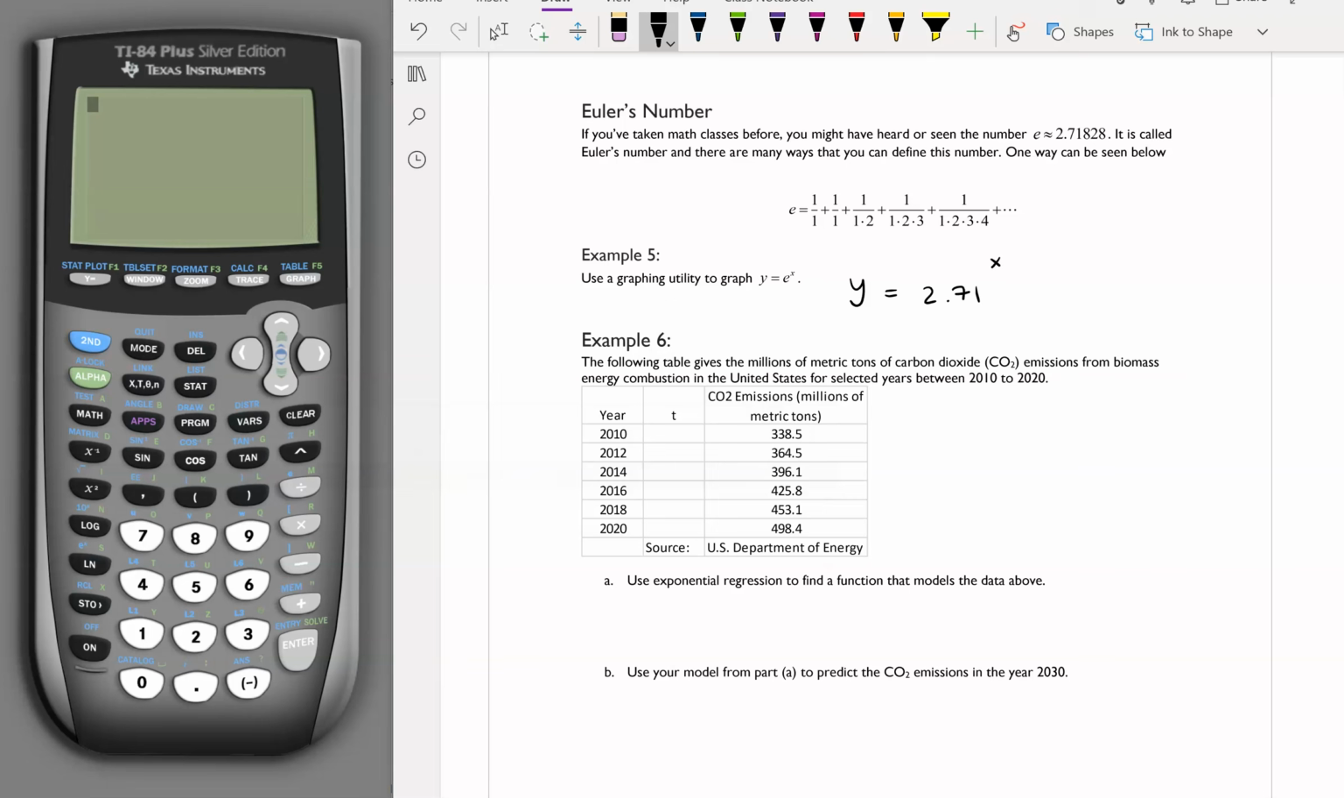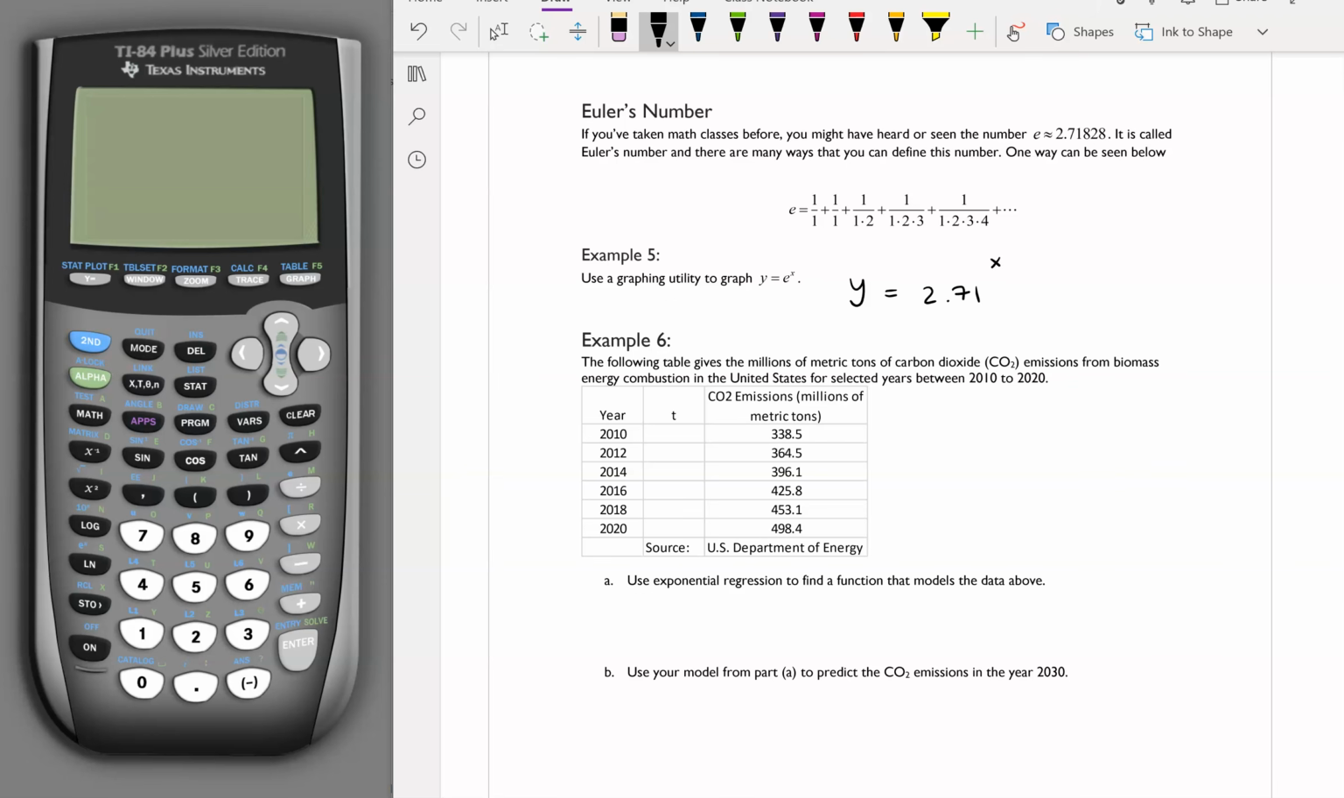All right. Let's return to our notes. So example 6 says the following table gives the millions of metric tons of carbon dioxide emissions from biomass energy combustion in the US for selected years between 2010 and 2020. Part A says use exponential regression to find a function that models the data above.